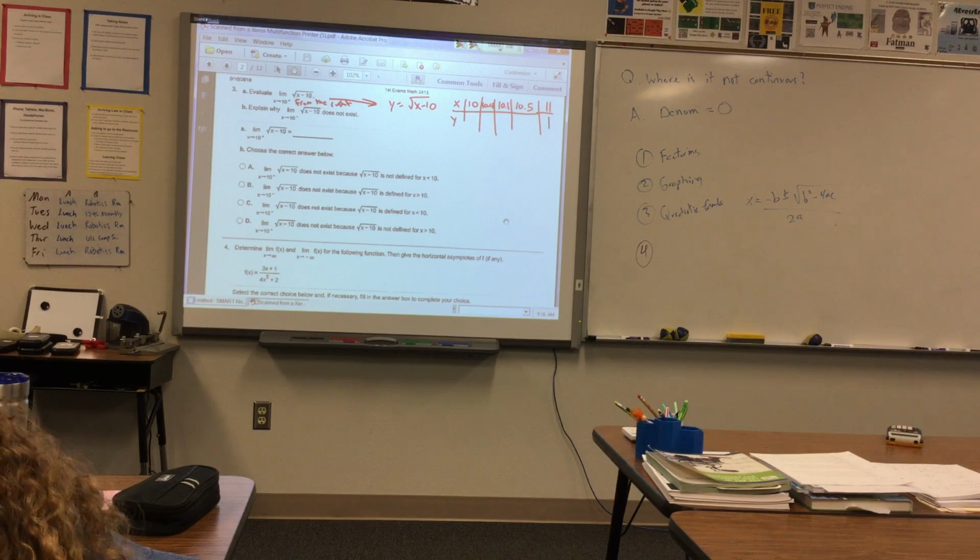This is what mine's looking like. Because you don't have, you type in an equation. Let's type in an equation. Square root of x minus 10.